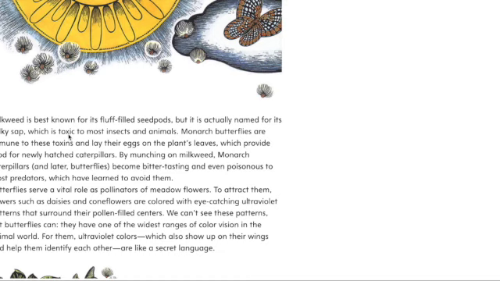Milkweed is best known for its fluff-filled seed pods, but it is actually named for its milky sap, which is toxic to most insects and animals. Monarch butterflies are immune to these toxins and lay their eggs on the plant's leaves, which provide food for newly hatched caterpillars. By munching on milkweed, monarch caterpillars and later butterflies become bitter-tasting and even poisonous to most predators who have learned to avoid them.